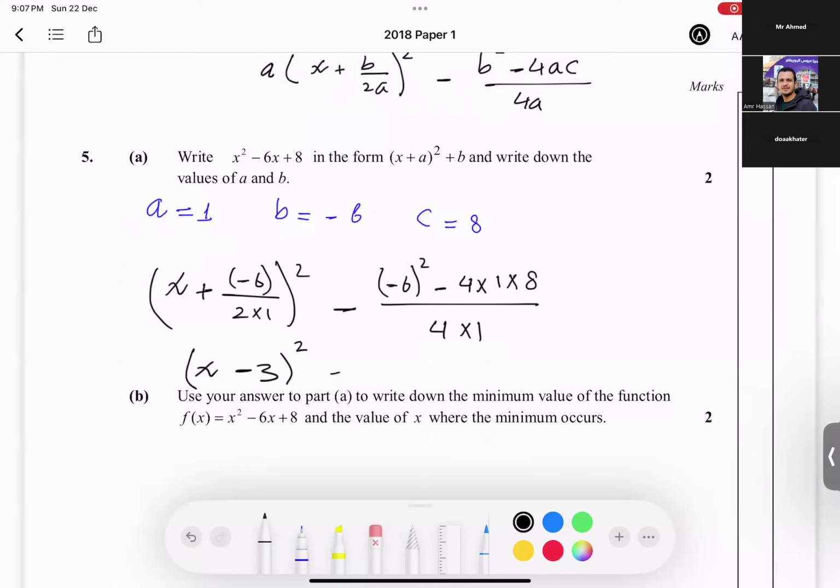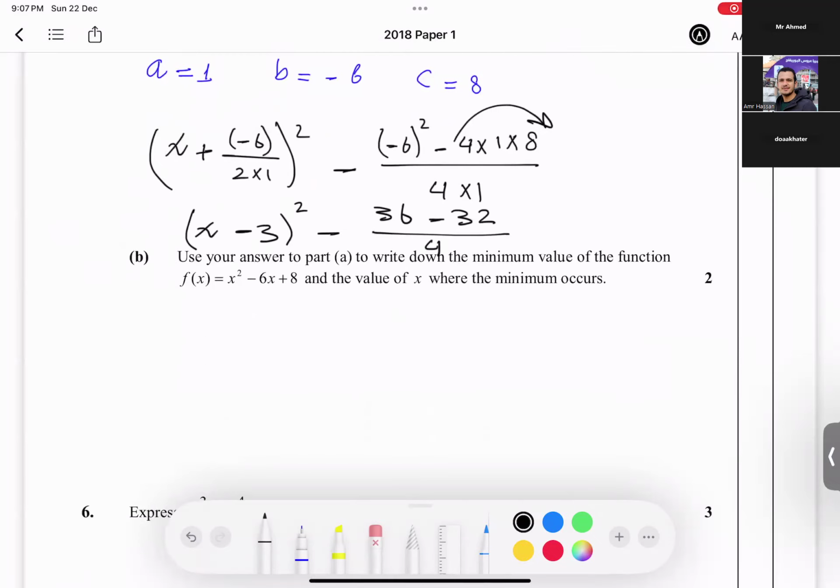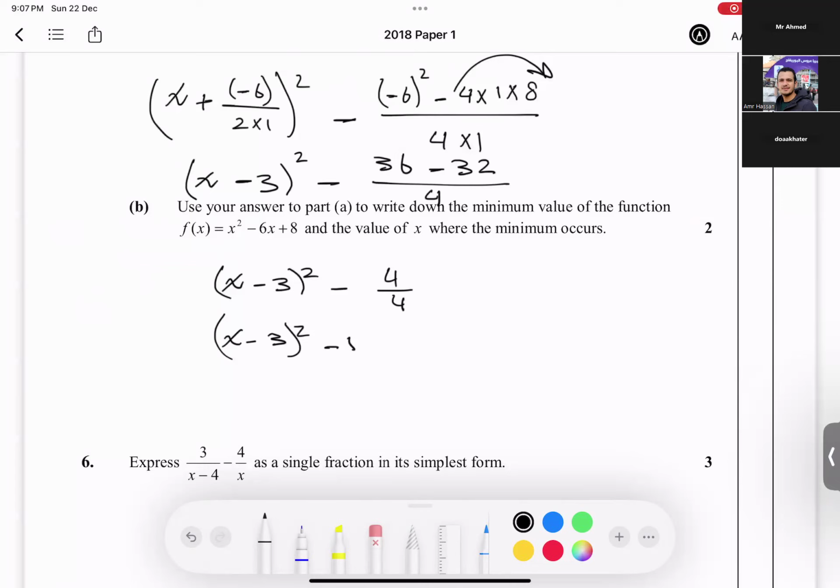Yeah. Look at this one. So negative 6 squared is going to be 36, right? Yeah. Minus 4 times 8, 32, divided by 4. Okay, look at this one. So it's going to be (x minus 3) all to the power 2 minus 4 divided by 4. So it's going to be (x minus 3) all to the power 2 minus 1. Did you get it? Yeah.